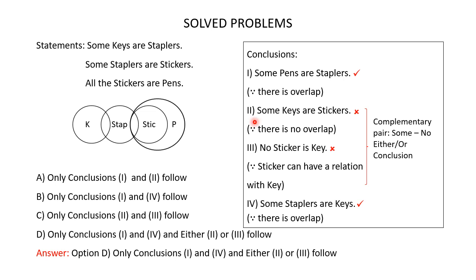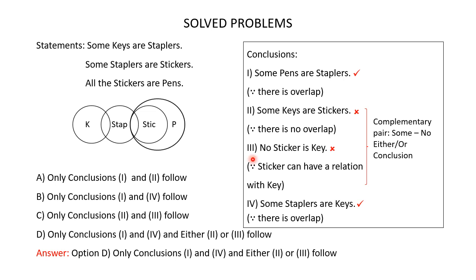Conclusion 2. Some keys are stickers. So you have keys here and stickers here. Clearly you can see that there is no overlap between keys and stickers. So the conclusion some keys are stickers is wrong. Conclusion 2 does not follow.